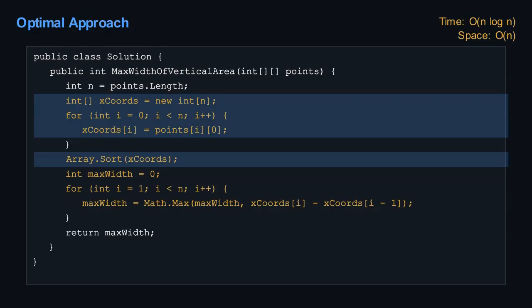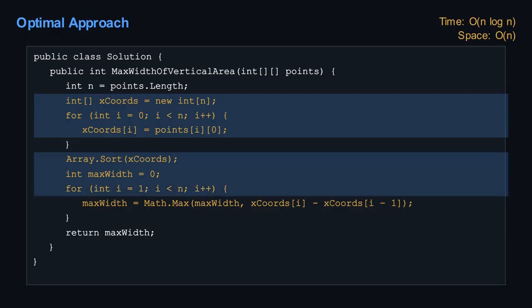Then we sort this array. Once sorted, we iterate through the sorted x-coordinates, calculating the difference between each adjacent pair. The maximum of these differences will be our answer. We initialize a variable to track the maximum width and update it during this final pass.